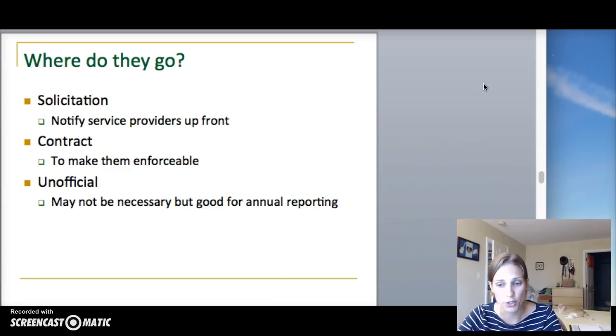There may also be unofficial performance measurements, like by hiring a company to empty recycling carts, you hopefully don't have to tell them that they have to service all the recycling carts on the given day. They should just do that. But then again, it's also really good to include that sometimes, so you have to kind of be careful about assuming your vendors know what they need to do.